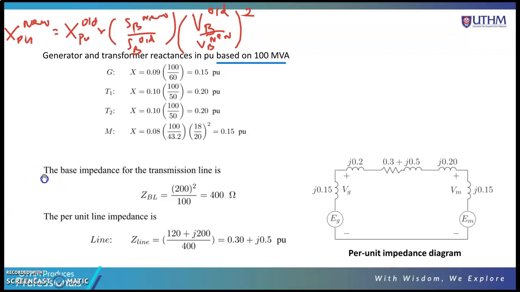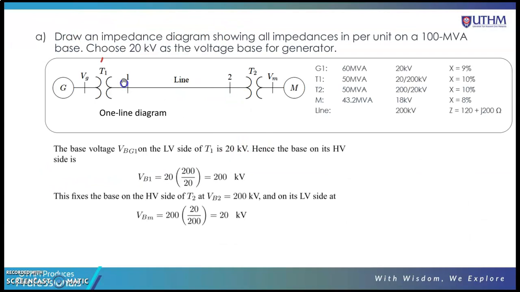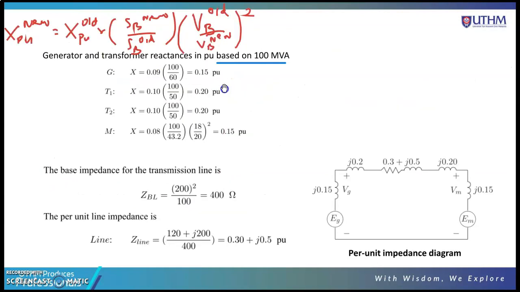Then you need to determine the base impedance of the transmission line. What is your transmission line? This is the transmission line. You need to determine the Z base of the transmission line.